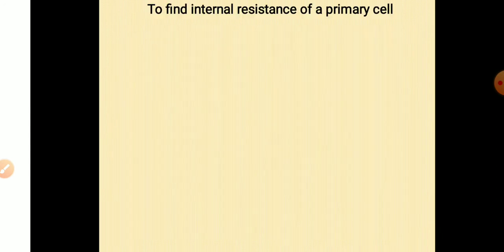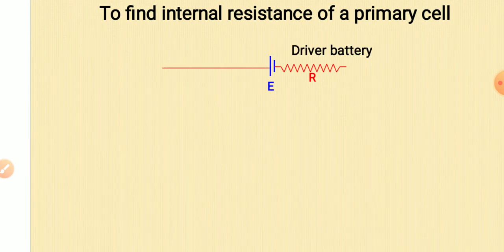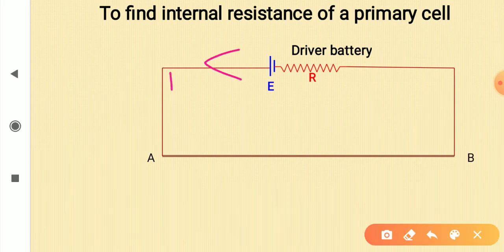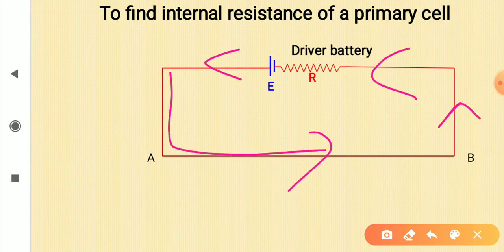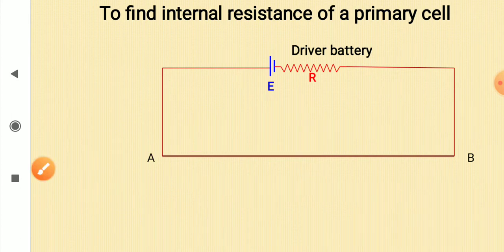Now the next experiment: to find the internal resistance of a primary cell. See how we do it. The basic driver circuit does not change at all. The role of this driver battery is to provide current to the potentiometer wire, and it provides a potential gradient to this wire. Potential gradient is important here. So it provides potential difference as well as potential gradient.